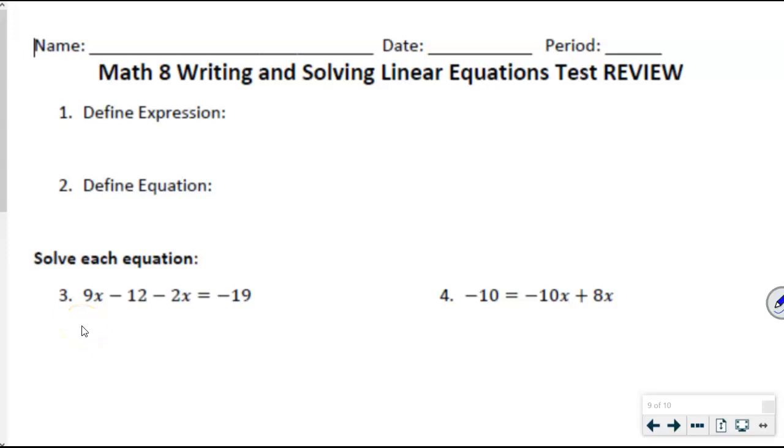All right, this video is reviewing writing and solving linear equations in preparation for our test that we have coming up. To get started, we do need to define expression and equation. Students in class have already had a chance to work on this in advance, so they're ready to raise their hand and tell me, what is an expression? Allie?